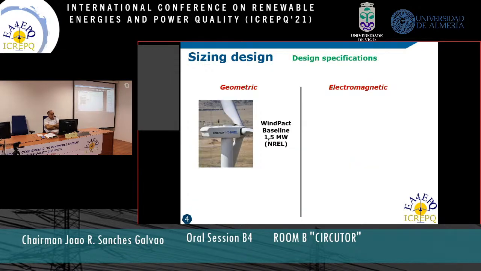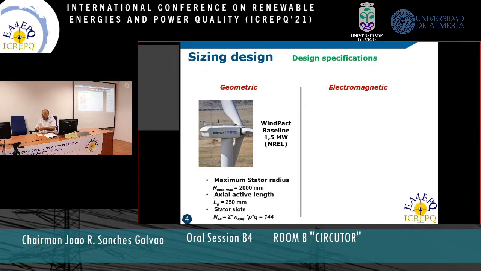Now, if we go forward with the design specification, we have basically two types of design specification, geometric and electromagnetic. As for the geometric, we are considering a real wind turbine designed by the National Renewable Energy Laboratory and funded by the US Department of Energy, which is the WindPACT baseline 1.5 megawatt wind turbine. This wind turbine actually exists nowadays in wind farms around the world.